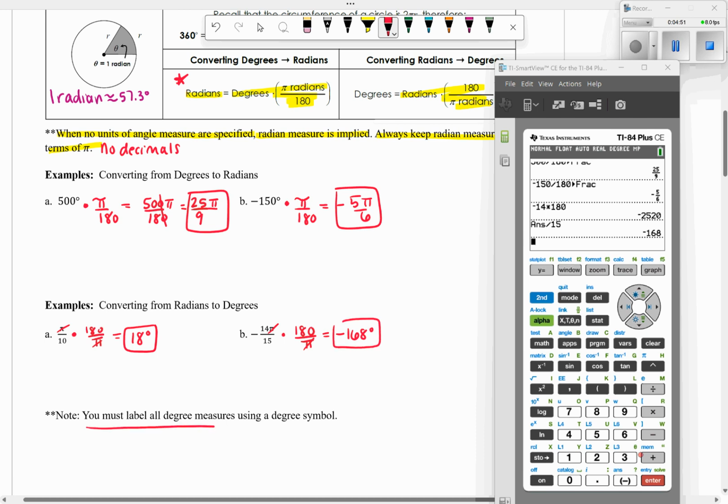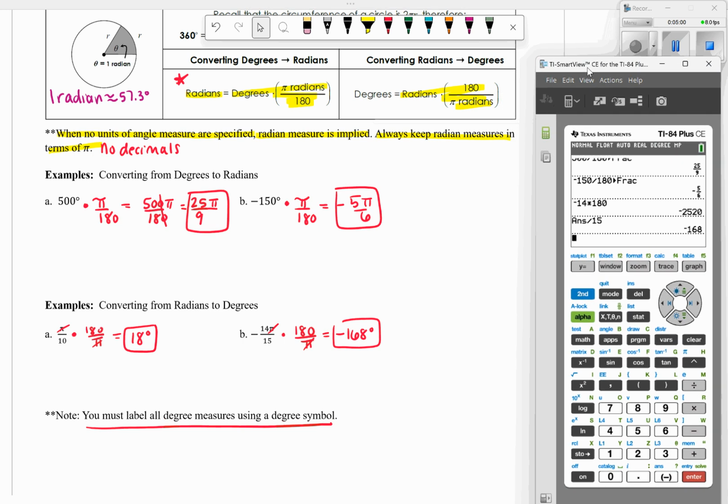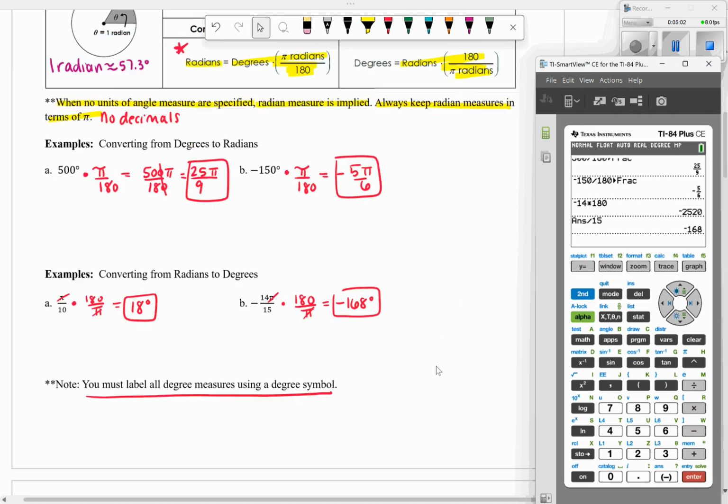And again, always label degree measures using a degree symbol. Otherwise, it's assumed to be a radian measure, and if it's supposed to be degrees, it will be marked wrong. So keep that in mind. You always want to be very careful about how you're labeling.